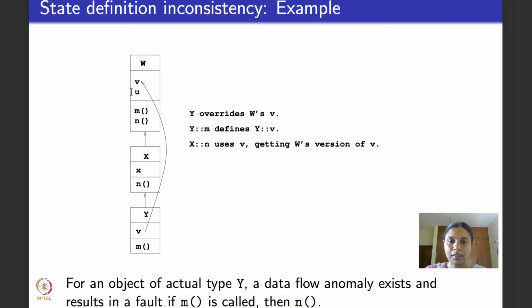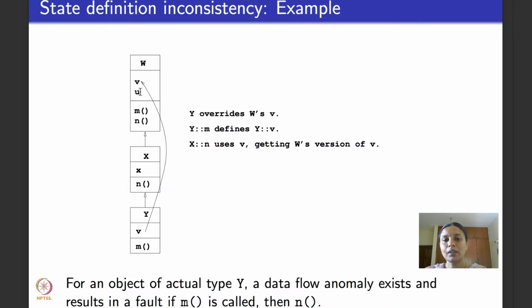We have three classes W, X and Y. W has two variables U and V, two methods M and N. X has a variable small x and a method N. Y has a variable small v and a method M. Now the catch is the class Y overrides W's V. So these two Vs have the same name, but this V overrides this V. Now the method M of Y defines this variable V. Now X in this method N uses V, but whose version will it get? It will get W's version.